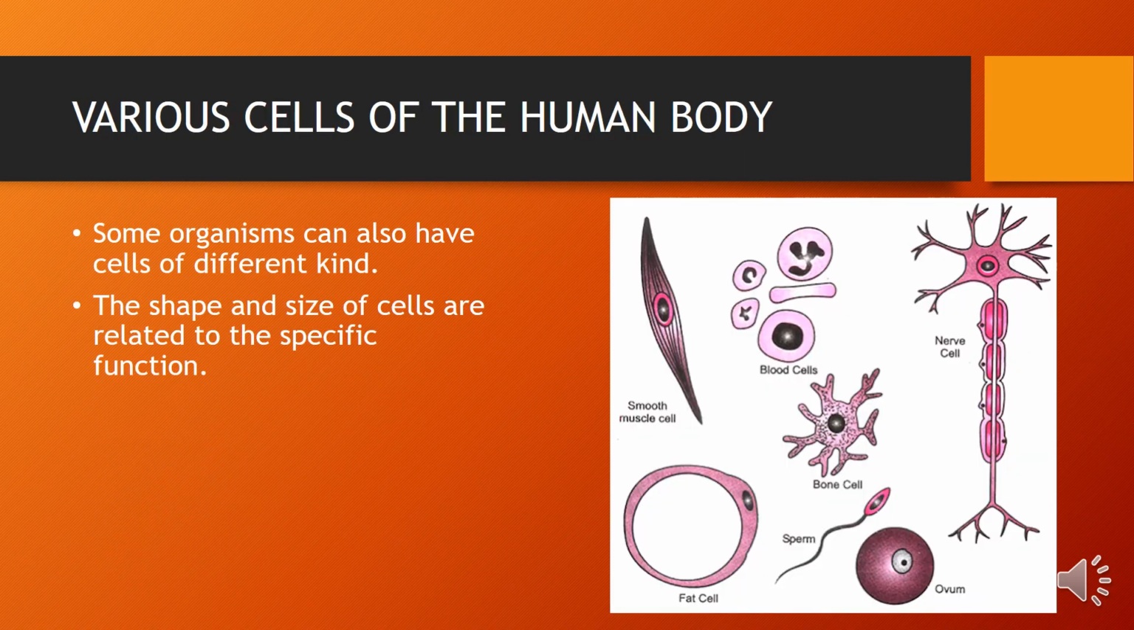Now these are the various cells of the human body. Some organisms can also have different types of cells, and you can see in the diagram that all the cells have different shapes and different functions. You can see the human cells in this diagram: smooth muscle cell, blood cells, nerve cell, bone cell, fat cell, sperm and ovum cell. So you can see they are all of different size and different shape, and they all have different functions also.